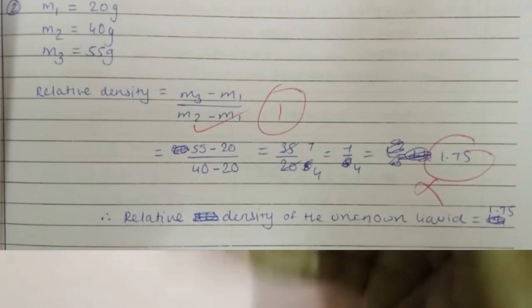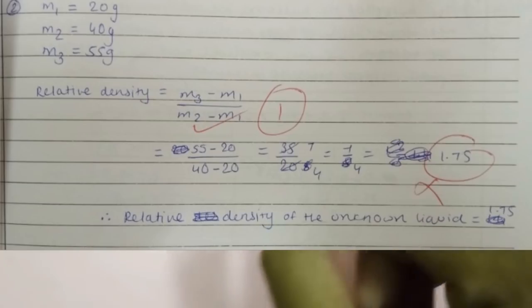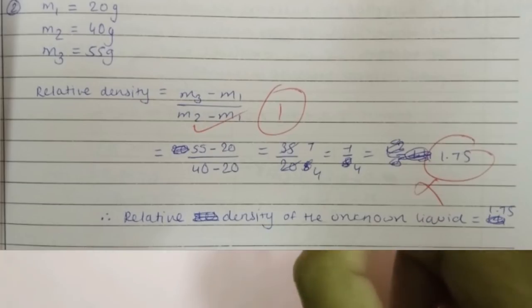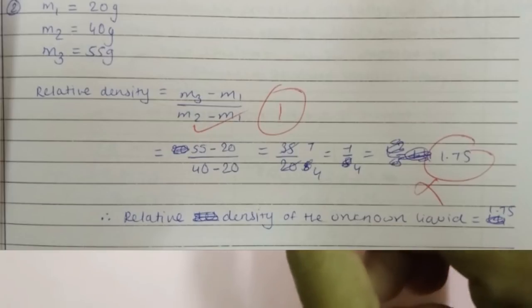On some occasions, the student has also written 4 by 7 as 1.75, whereas 4 by 7 is 0.57. So do take care in all these kinds of calculations, right? And so we move on to the next problem.